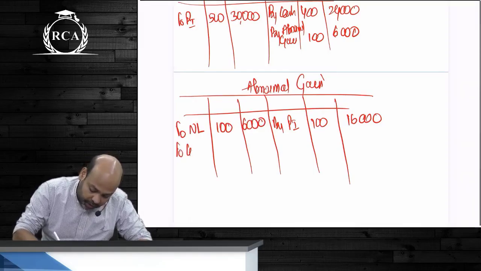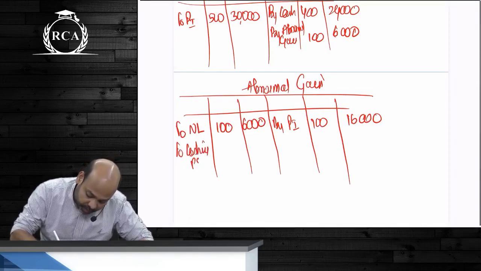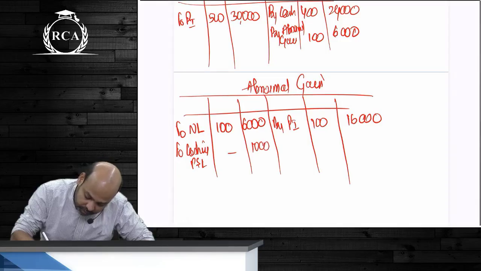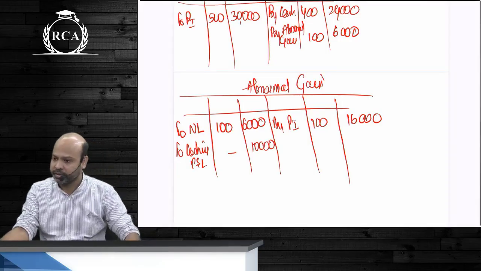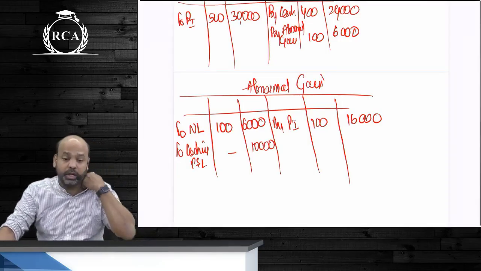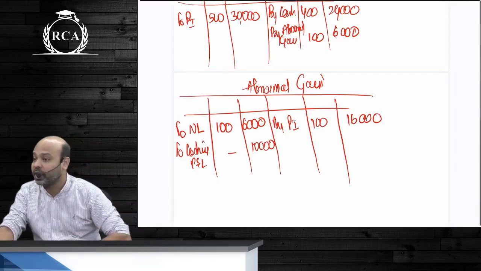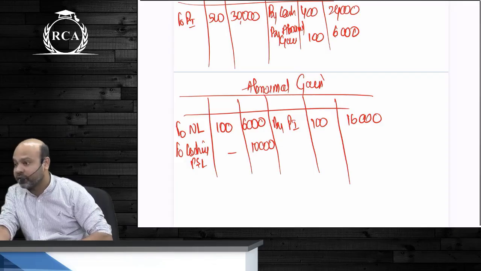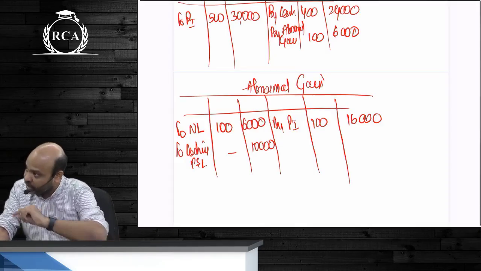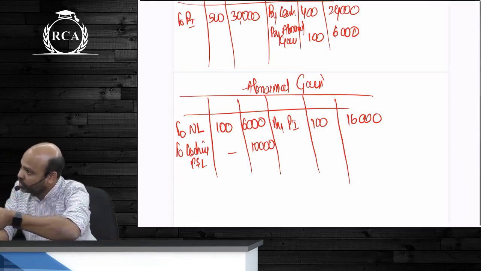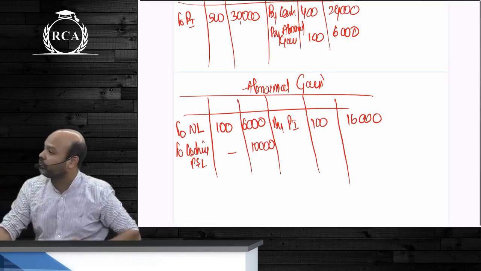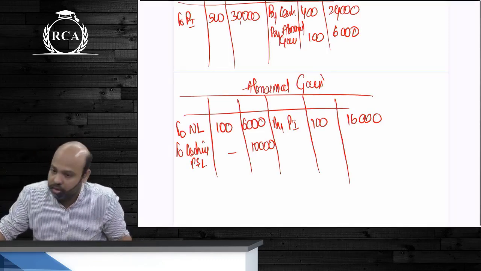Only the net gain will get transferred. Use common sense, guys. Even if there had not been any abnormal gain, you would have got 6,000 rupees. If abnormal gain doesn't come, won't you sell them as scrap and get 6,000? But abnormal gain has a cost of 160 rupees per unit. That means your actual gain is only the incremental 100 rupees per unit. That 10,000 rupees only will go to P&L account.